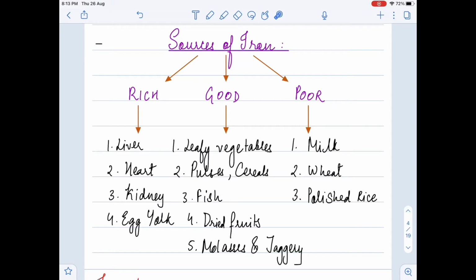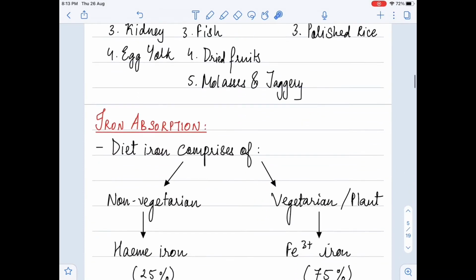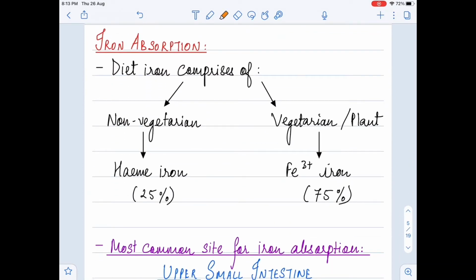Therefore, while taking the iron supplements, we advise the patient to avoid consuming milk along with it. Let us understand how iron absorption takes place. So, the iron absorption: dietary iron consists of heme iron found in non-vegetarian foods and ferric iron found in the vegetarian or plant sources. Heme iron constitutes 25% of the dietary iron, while ferric iron constitutes 75% of the dietary iron.